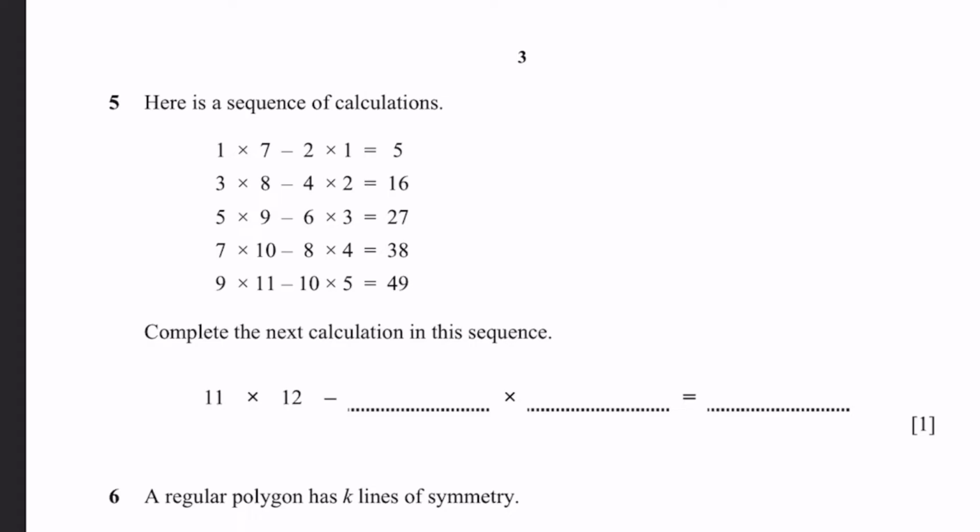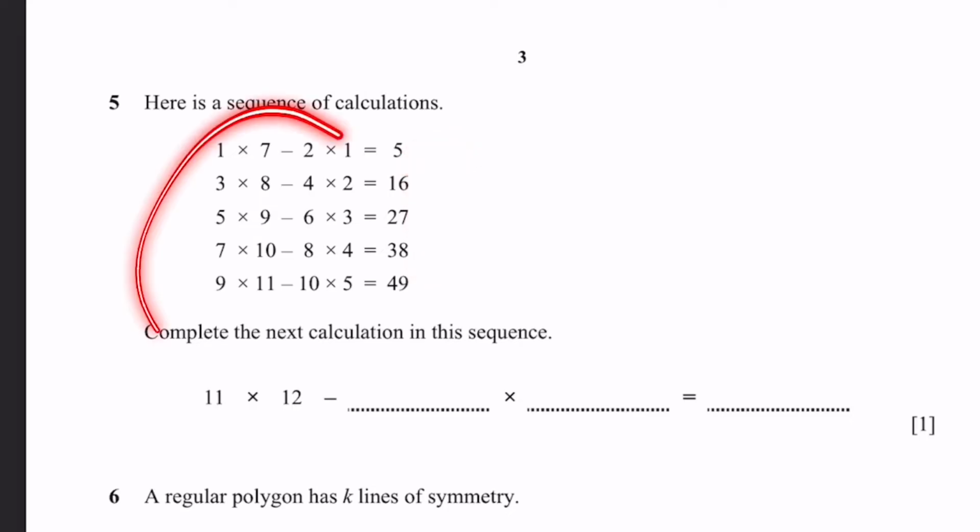Here's a sequence of calculations. 1 times 7 minus 2 times 1 is 5. 3 times 8 minus 4 times 2 is 16. And so on, 27, 38, 49. Complete the next calculation in the sequence. We can see that when we go from one answer to the other, we add 11.